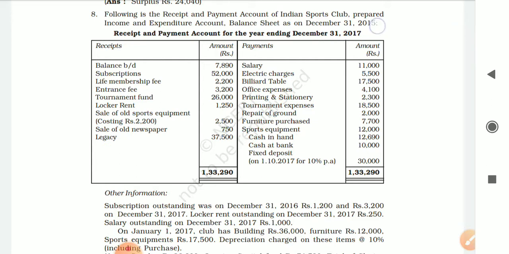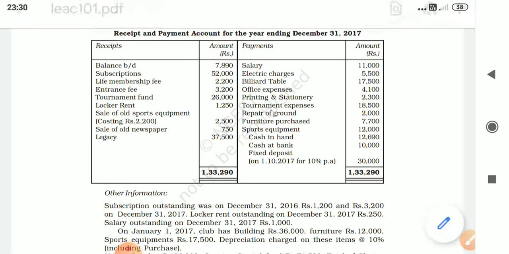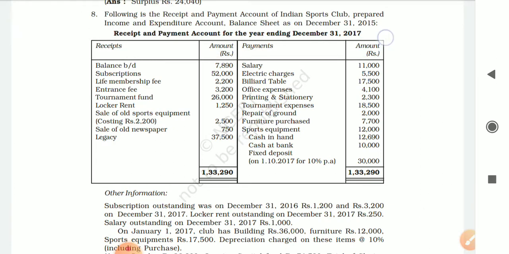Now you have to see here it is written 2015, but below it is written 2017. So the current year is actually 2017, not 2015. Change it. Current year is 2017. Okay. Now let us see.